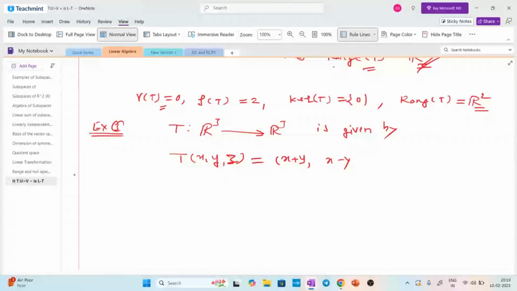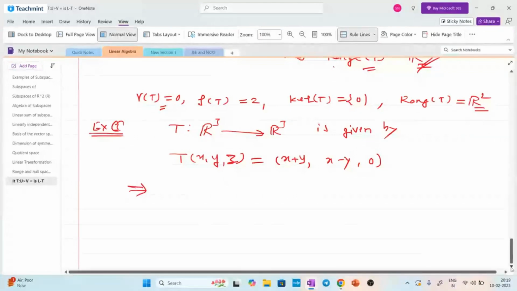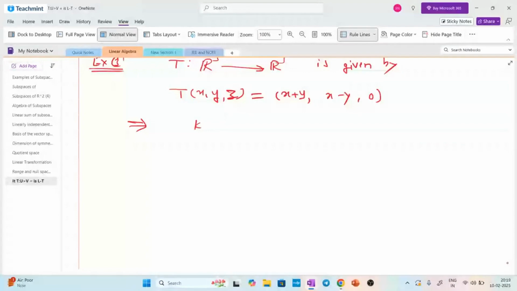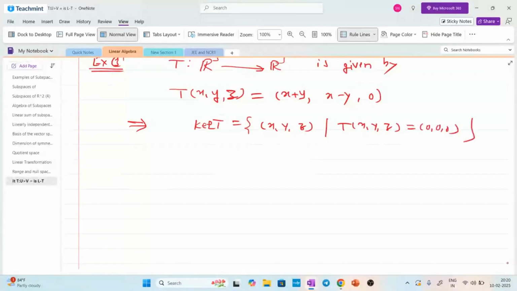The third coordinate is 0. First of all, what do we do here? First you find out the kernel of T. If you take any element in the kernel of T, its image is equal to 0. That is x, y, z, and its image must be 0, 0, 0. So I take T of x, y, z equal to 0.